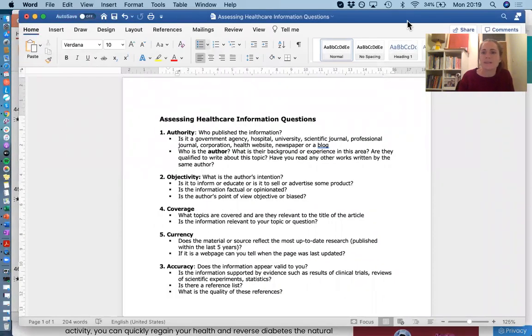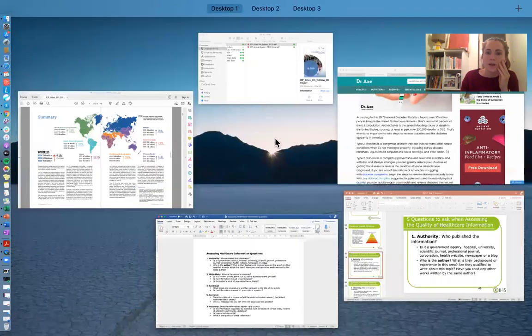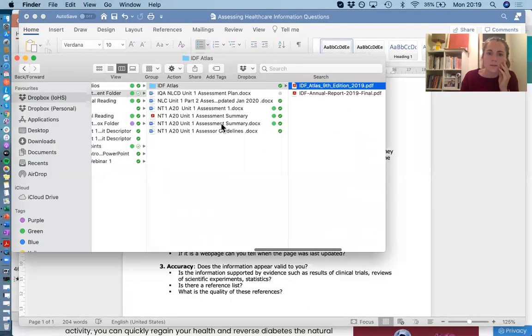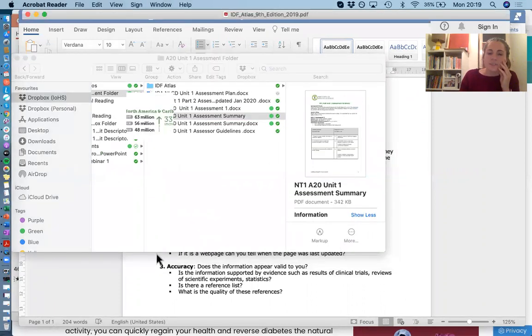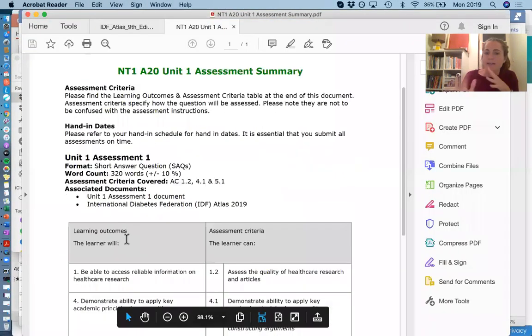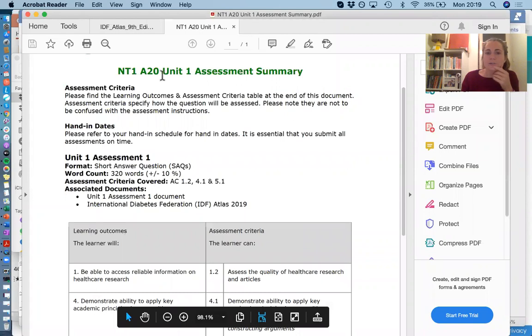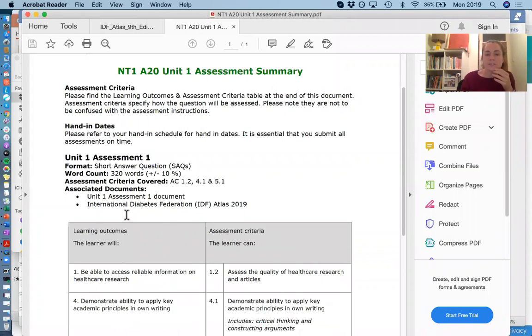Sorry, actually, before I go on, does anyone have any other questions on the assessment? I'm assuming there's no quiz to do for this unit. No, so on the assessment summary document, it'll tell you exactly what you have to do. So you can see here, Unit 1 assessment summary, it just has the short answer question. If there was a quiz, it would say it. Okay, perfect. Thank you.